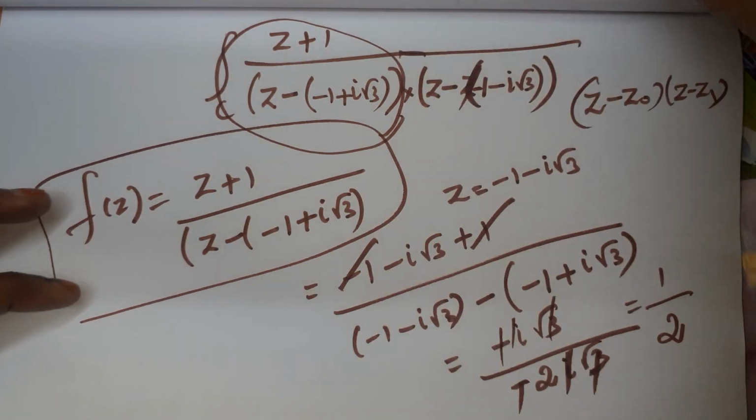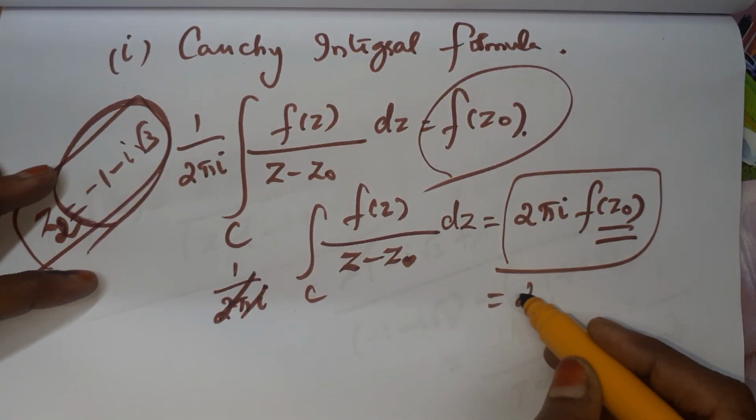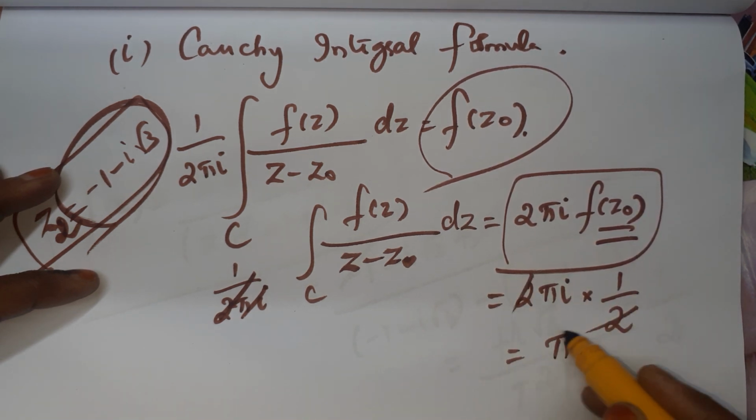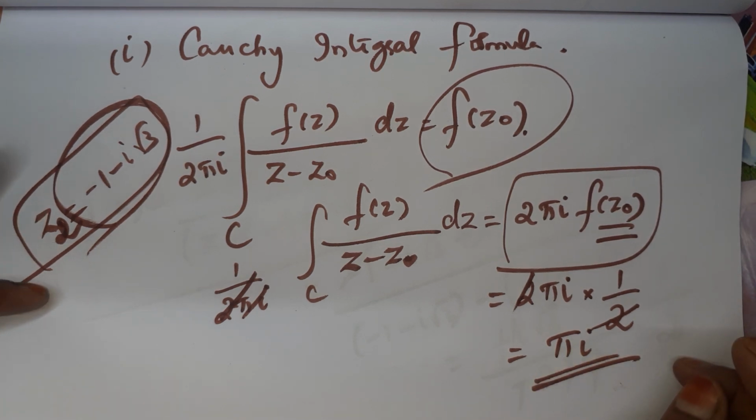Okay, so what is the formula we have? 2 pi i into f of z naught. So 2 pi i into 1 by 2 we got, the 2 we can cancel, and the answer is pi i. This is using the Cauchy integral formula.